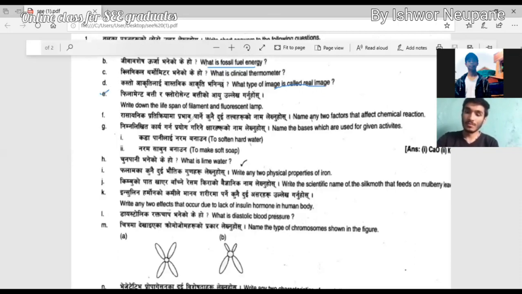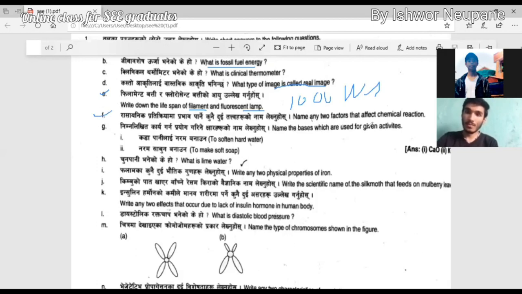Number E. Write down the lifespan of filament and fluorescent lamp. What is the lifespan of a filament lamp? 1,000 hours. And fluorescent lamp is 3,000 hours.